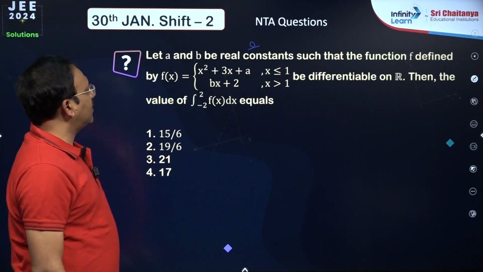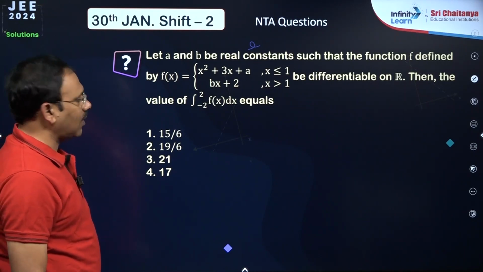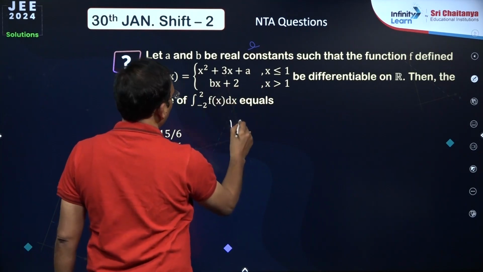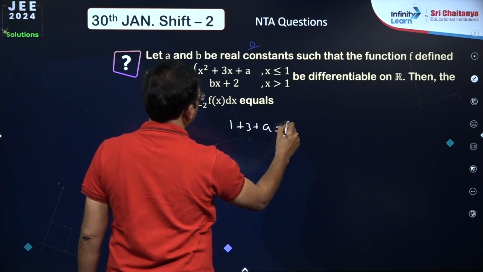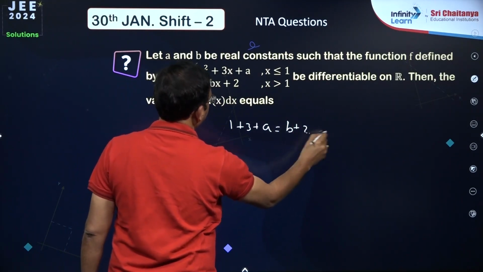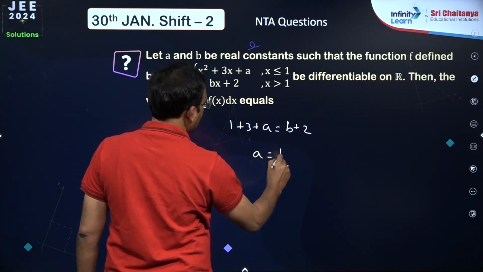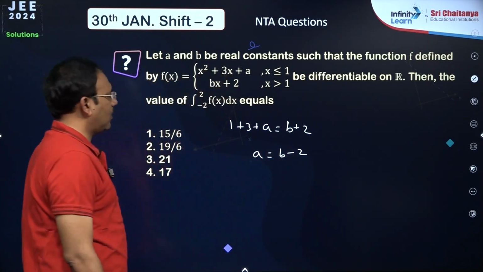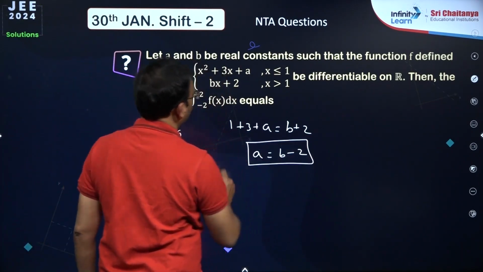Let a, b be the real constants such that the function f defined by be differentiable on R. Differentiable in the sense it must be continuous. Put x is equal to 1: 1 plus 3 plus a is going to be b plus 2. So you are going to get a is equal to b minus 2, which is one relation.